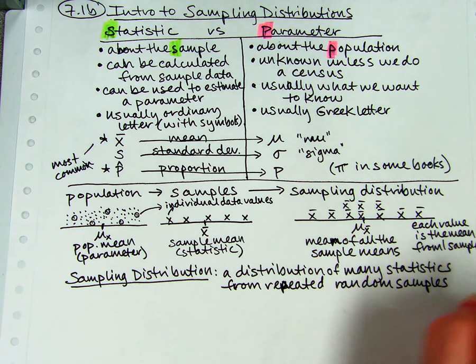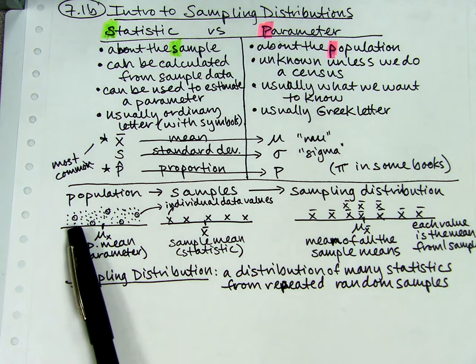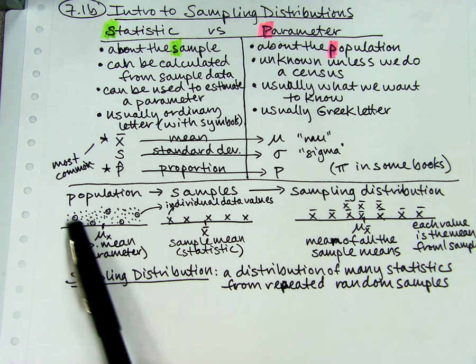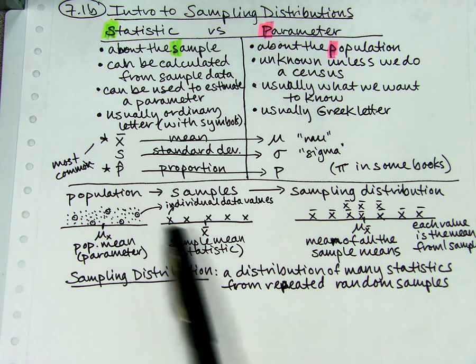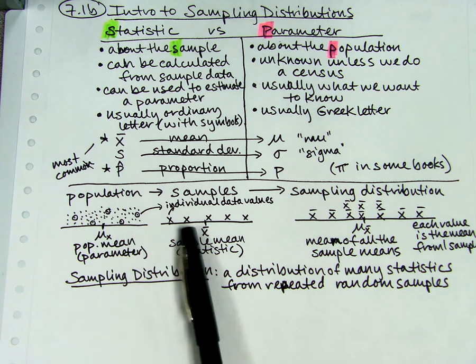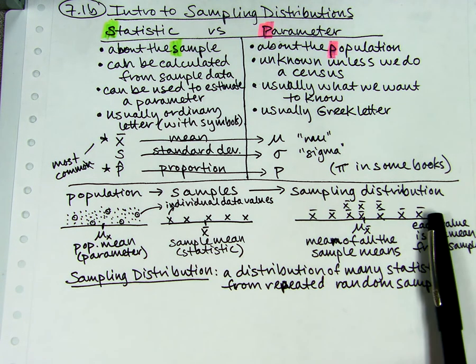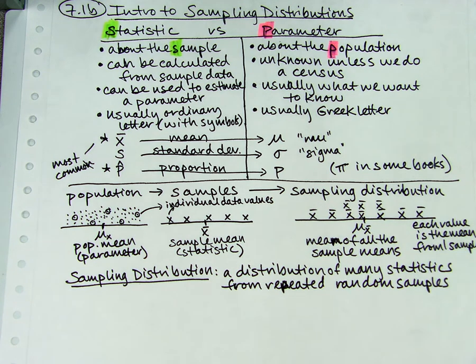So take a minute to picture this. We have our population, we take a sample, we find the mean. We do it again, we take a different sample and we find the mean. We take a different sample and we find the mean. We repeat this over and over again, and we take all the results of that and plot them on a graph, and that is called a sampling distribution.